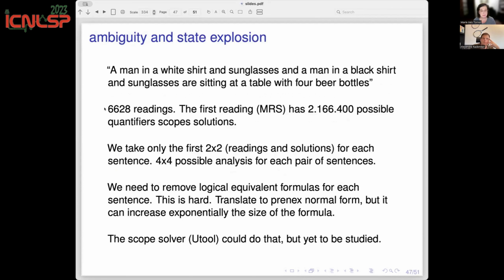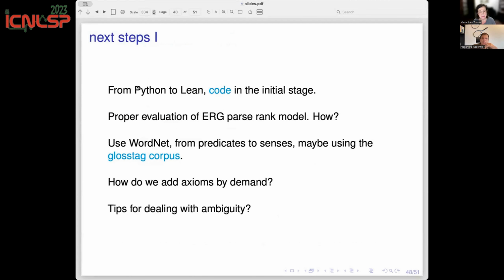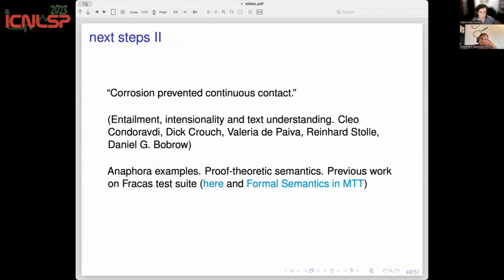The majority of the problems are related to ambiguity. Sentences like this have more than 6,000 readings, and the best way to deal with this ambiguity is yet to be discussed. The next step is the translation from Python to Lima. As I said before, I already have code to start that. Then a proper evaluation of parser rank, which is one possibility to deal with the ambiguity. How to learn the axioms automatically is another thing. And finally, going back to the discussion about what final logical language we want.